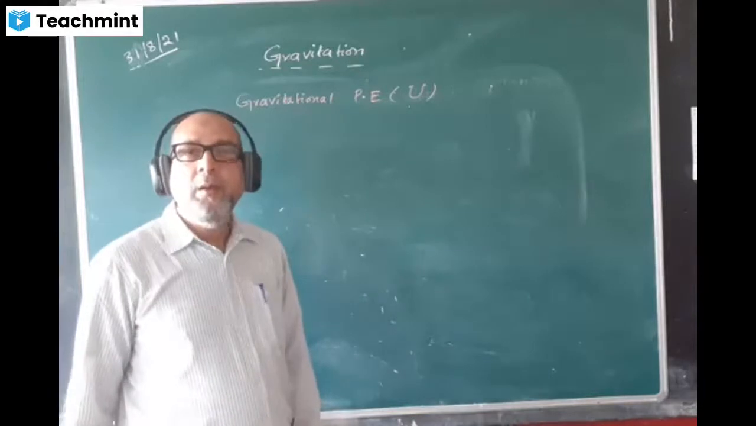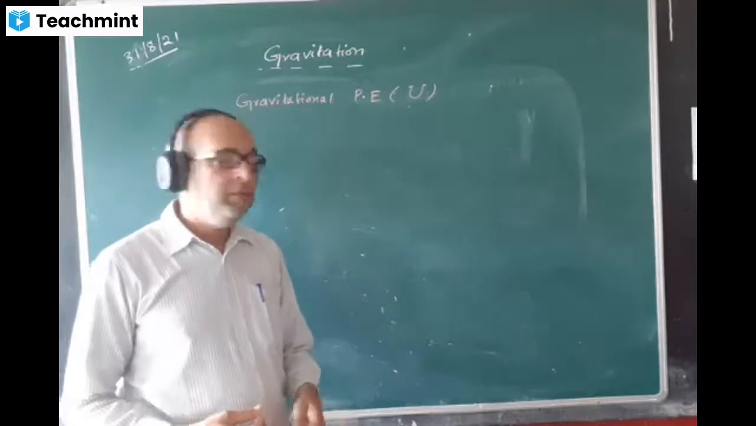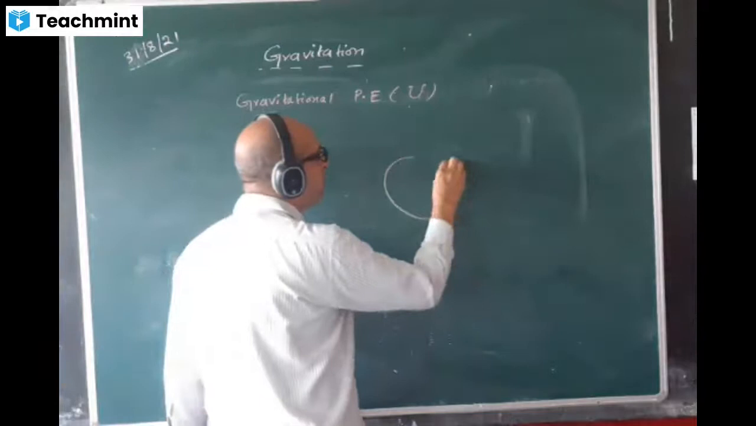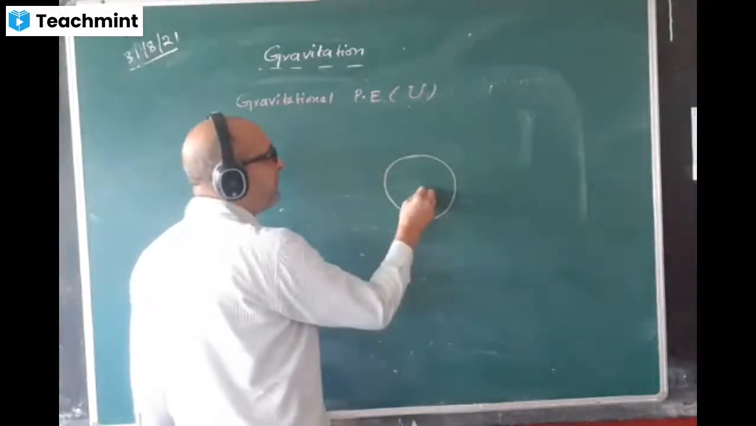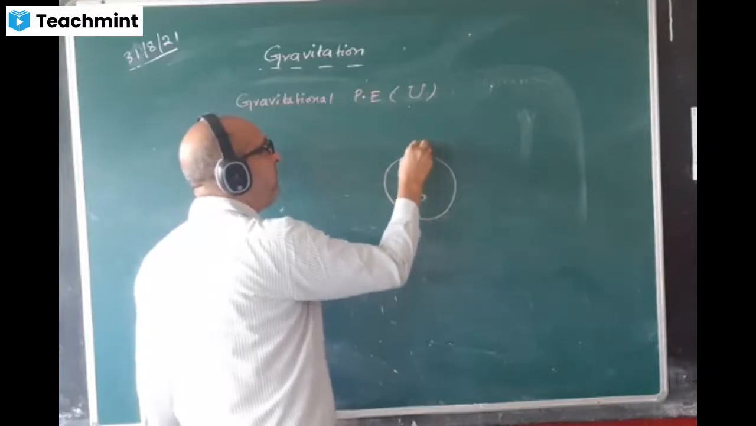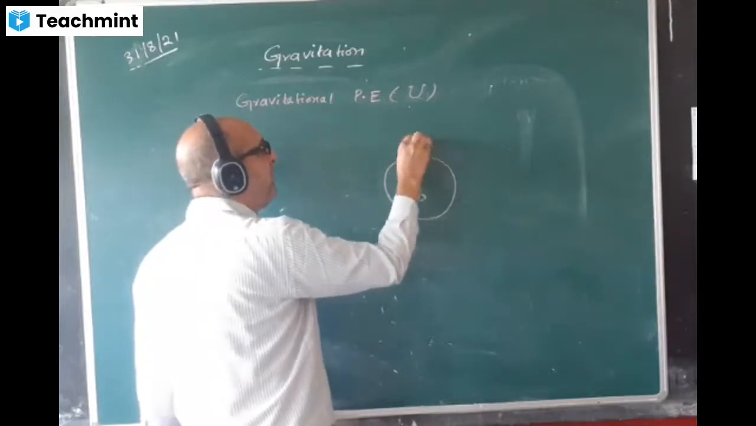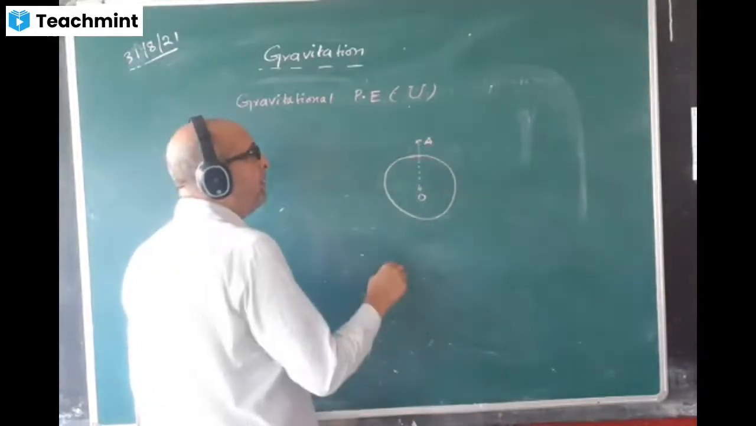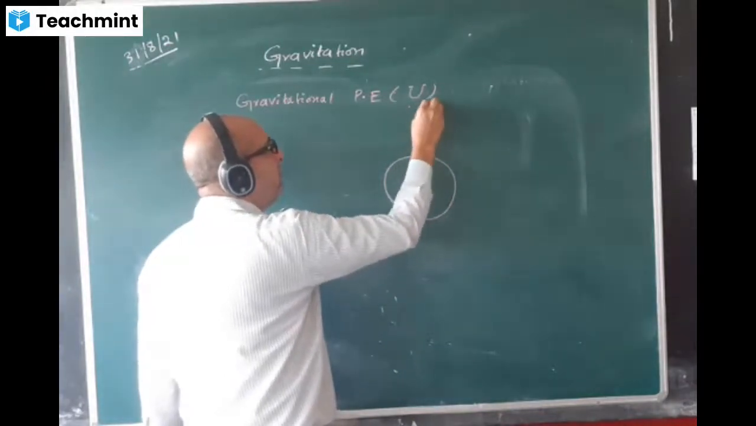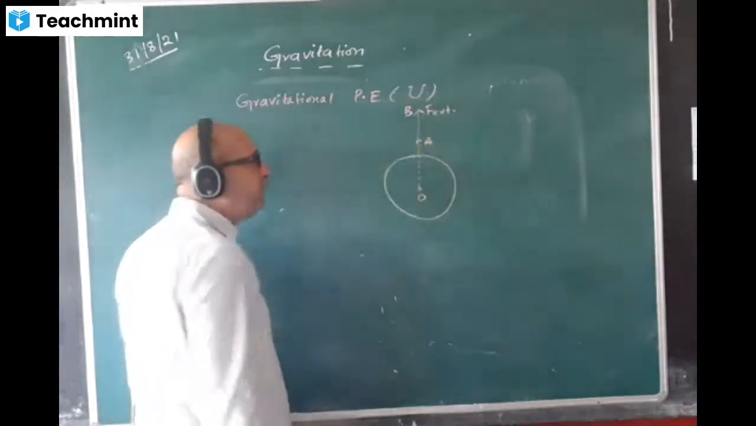Any kind of energy is measured by its work done capacity. So for that we will draw a diagram. Suppose we are having the Earth, the center is here, this is the radius. We are supposing a point anywhere, A. Now I will write B as the external point. From A to B we are moving the body.